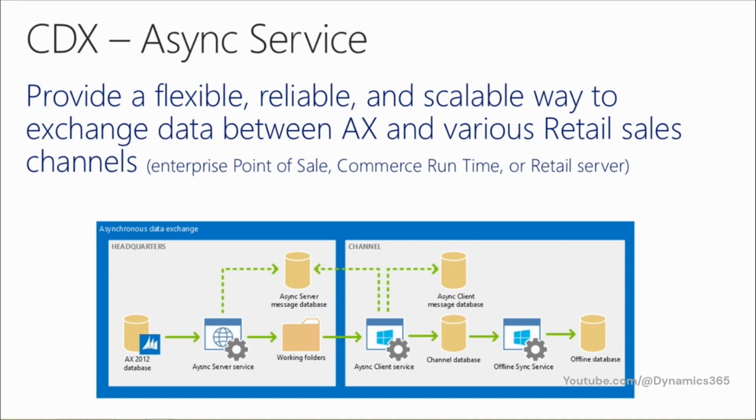Microsoft SQL Server change tracking on the Microsoft Dynamics AX database is used to determine the data changes that must be sent to the channels. Based on a distribution schedule, Async server packages the data and saves it to a file location. Async client periodically checks for new data packages, picks up the data packages, and applies them at the channel.